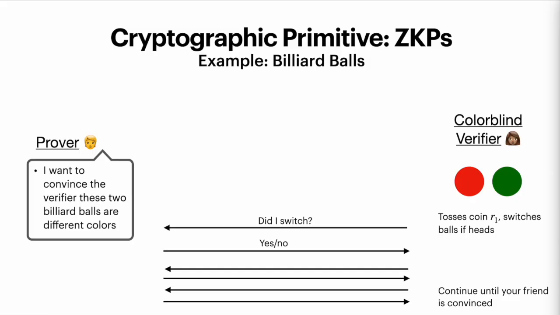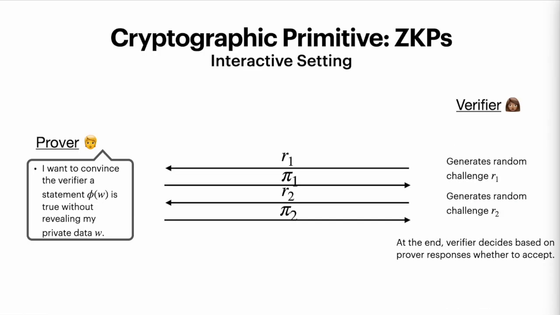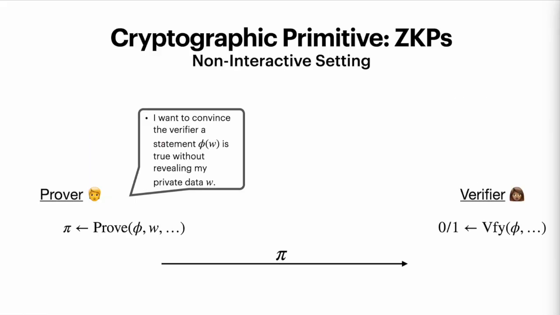And furthermore, the proof is zero knowledge because your friend never learns which ball is green and which is red. Indeed, he gains no knowledge about how to distinguish the balls. So that's obviously a very simplified example, but I think it's a nice one. And that was a very interactive setting. There's various ways to take an interactive protocol like this and convert it into a non-interactive setting.